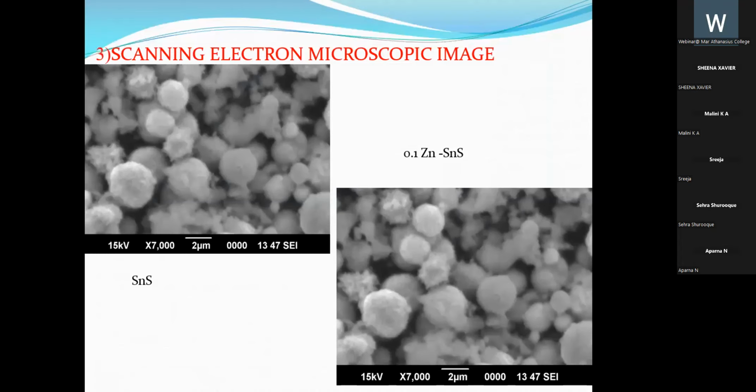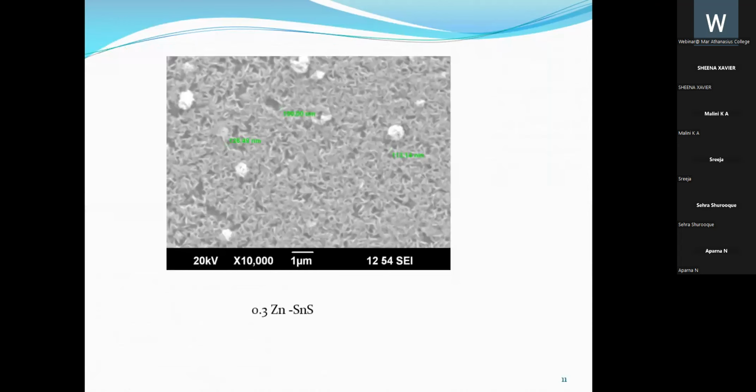And this is the SEM image of the prepared film, which gives the surface morphology of the film, and we can see a homogeneous surface morphology for the prepared thin film. This is for pure SnS, this is 0.1 Zn SnS, and this is for 0.3 Zn SnS.